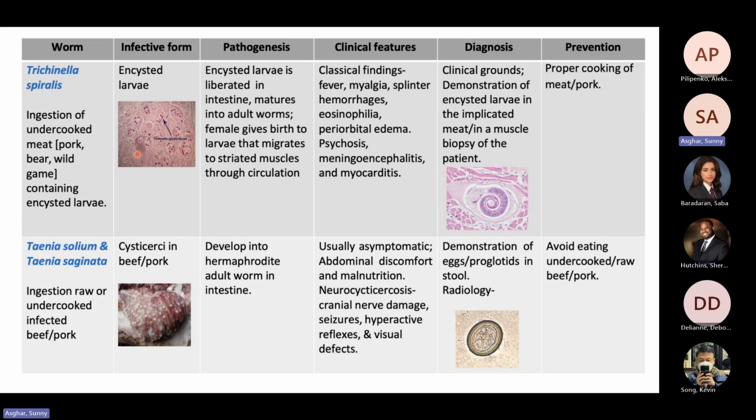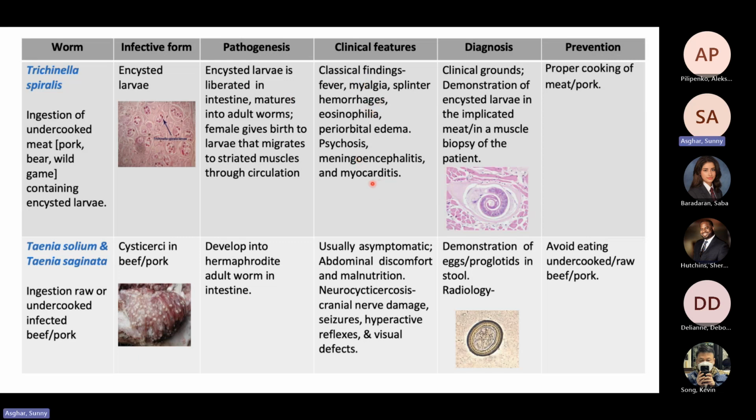So pathogenesis for this: first it's going to be ingested, then it's going to be liberated in the intestines, and then it's going to mature. When it matures, the female is going to give birth to the larvae, and that's going to go specifically into your striated muscles. This is very important, because for diagnosis, we're going to see the larvae in a meat or muscle biopsy of the patient.